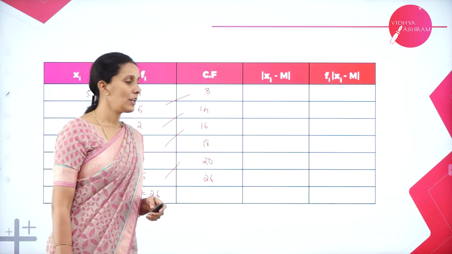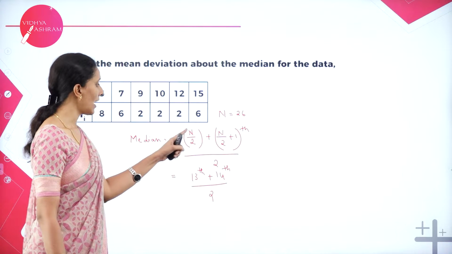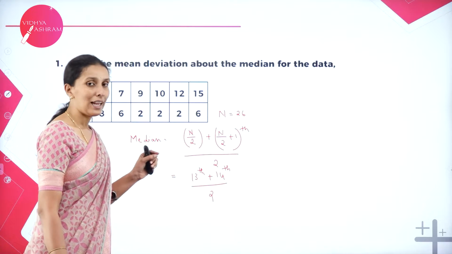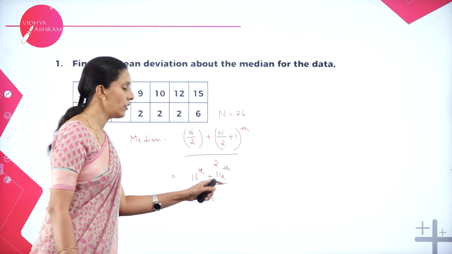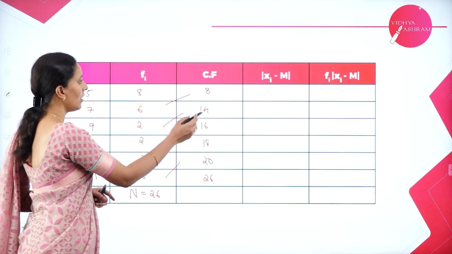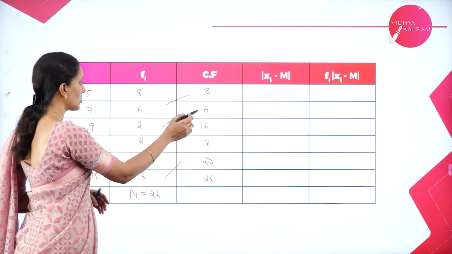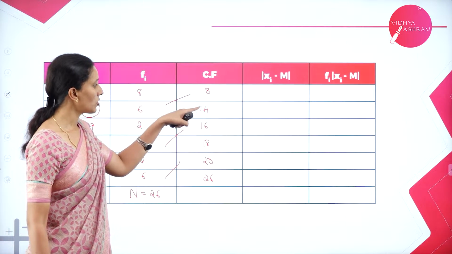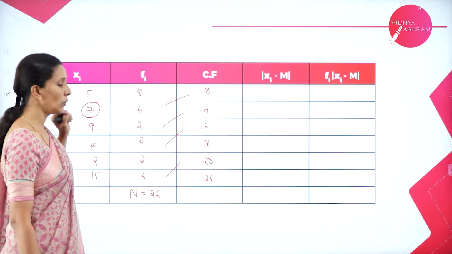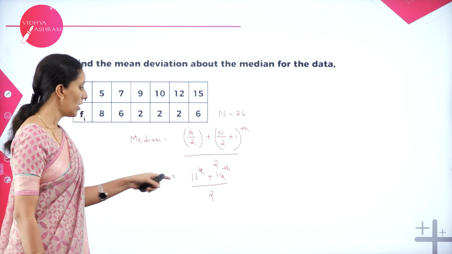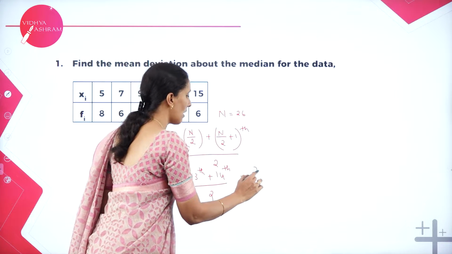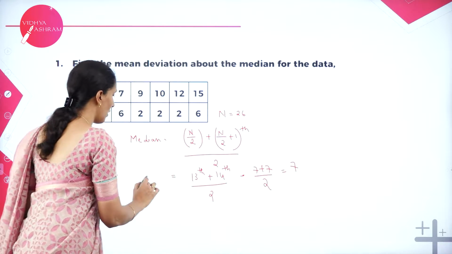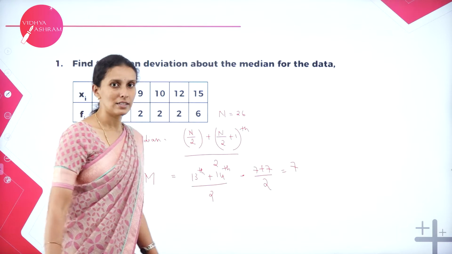Now previously we got here median is n by 2 plus n by 2 plus 1th observation divided by 2. Let's see what is the value of 13th and 14th observation. So here 13th and 14th observation lies here. So the value is 7. From 9th observation to 14th observation, the value is 7 here. So therefore, our median becomes 7 plus 7 divided by 2, which is equal to 7. So therefore, our median is equal to 7.